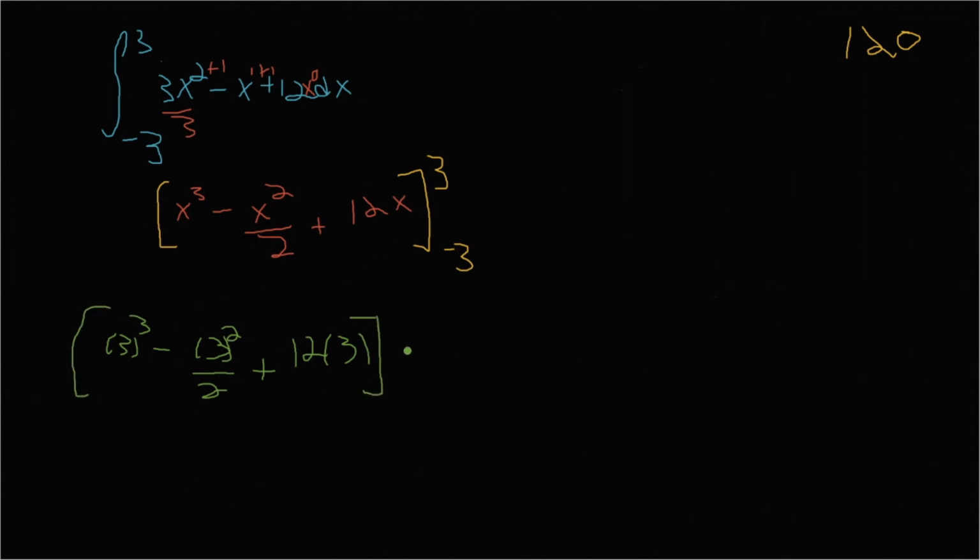This is the 3. And then we're going to subtract the bottom bound because we want only -3 to 3, not -infinity to 3. And so we're going to subtract -3 cubed. It's important that we remember that it's a -3 cubed, minus -3 squared over 2, plus 12 times -3.